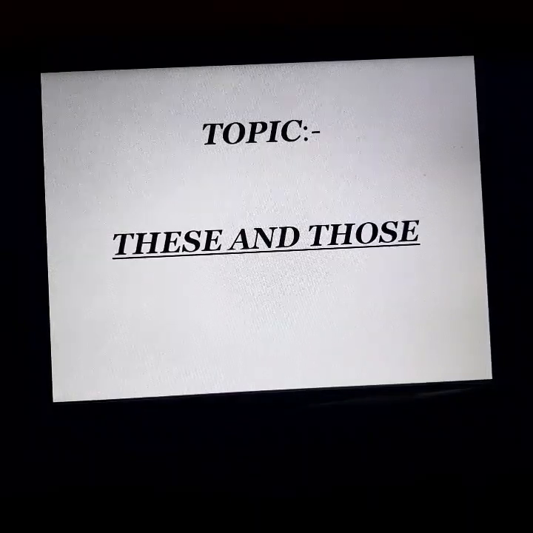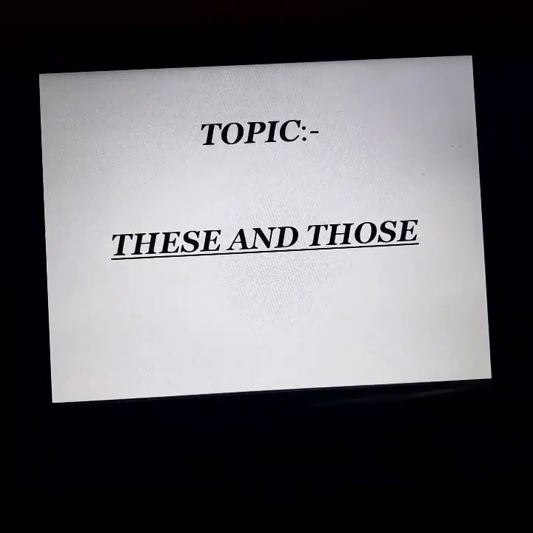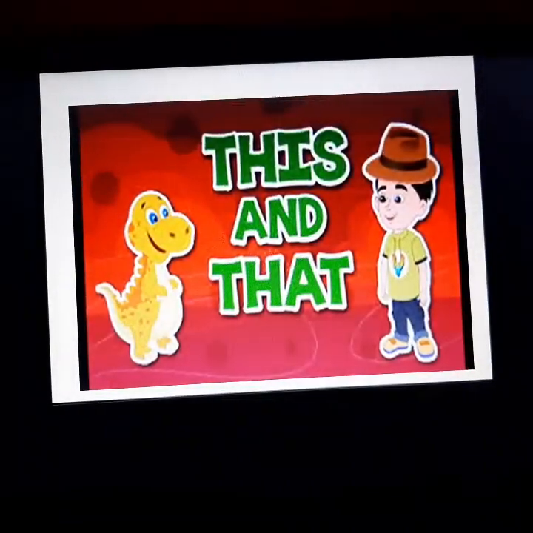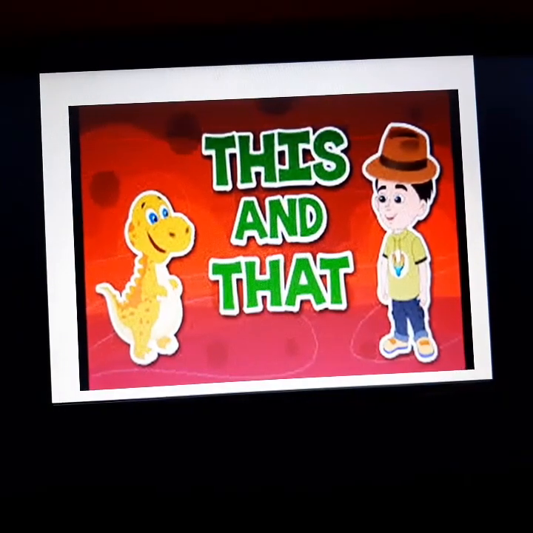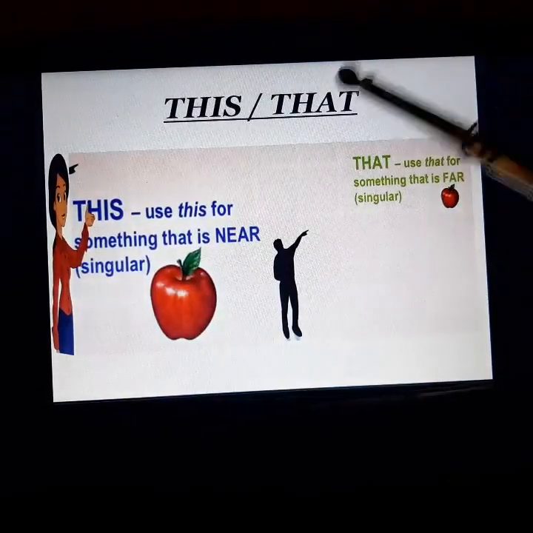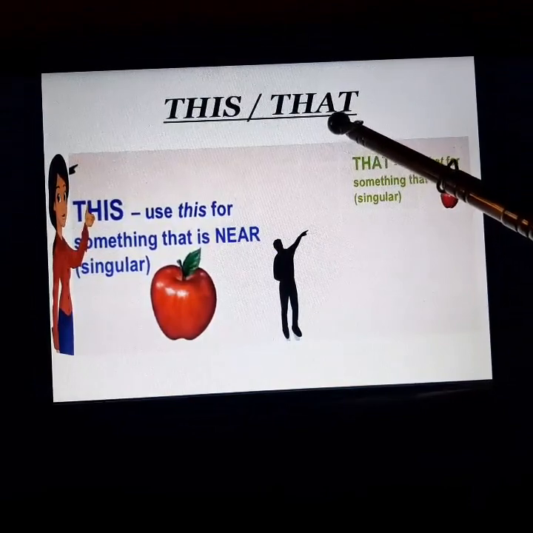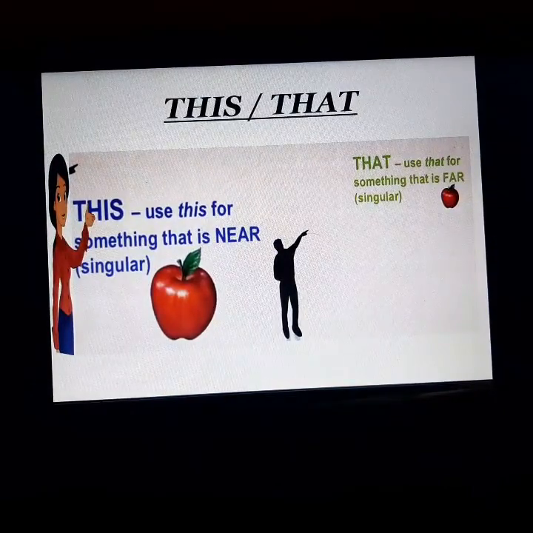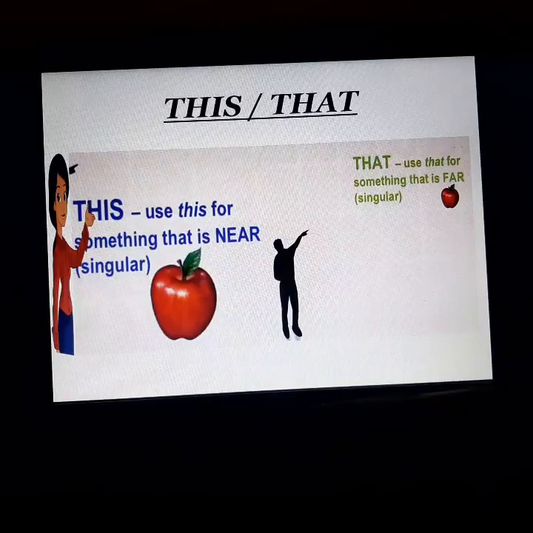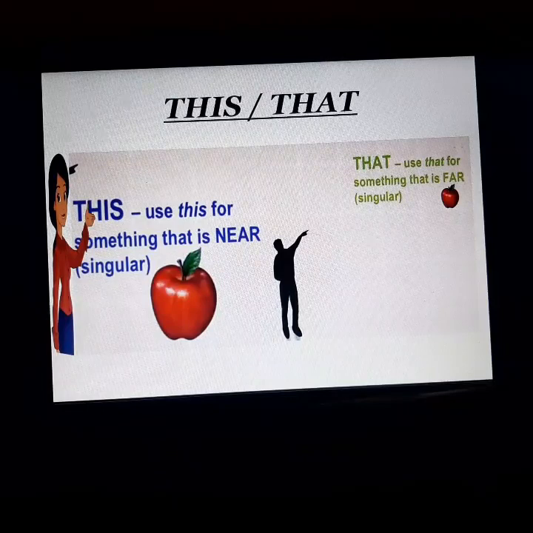Before we start, let us recall the previous topic, this and that. In the previous video, you have already seen what is this and what is that. Do you remember, children? It is used with singular. It is used with singular thing, and singular means only one thing. So let us revise, children.